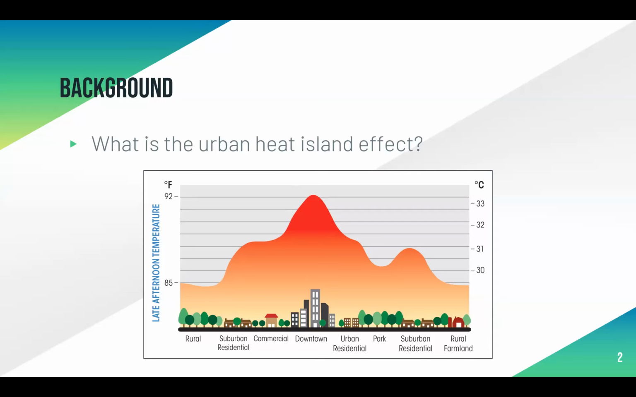Looking at the biggest urban cities and as they develop, buildings and roads often replace open space and vegetation, and all of these impervious materials from the buildings and roads cause more heat to be trapped and absorbed rather than being reflected back into the atmosphere.